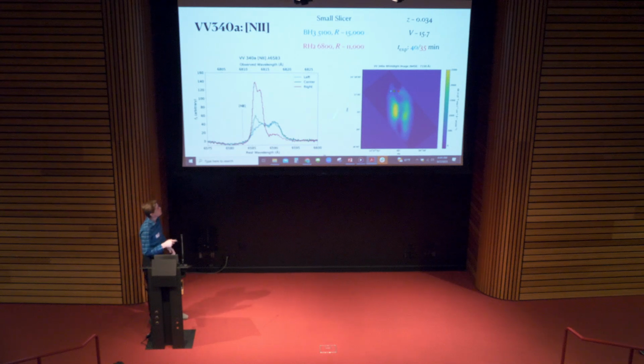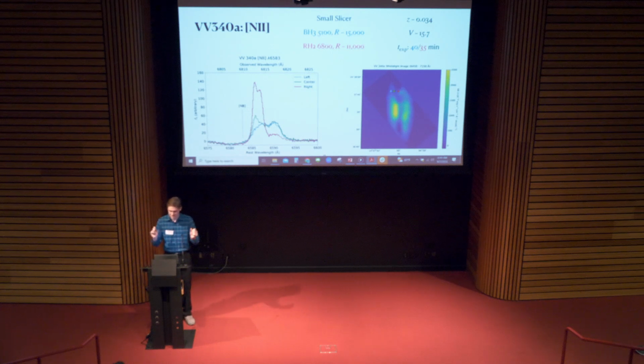Here's a zoom in with nitrogen-2 of what that looks like. So you have changes in peak shape, changes in the peak profiles, and peak separations that change just by moving a small distance horizontally across that image.